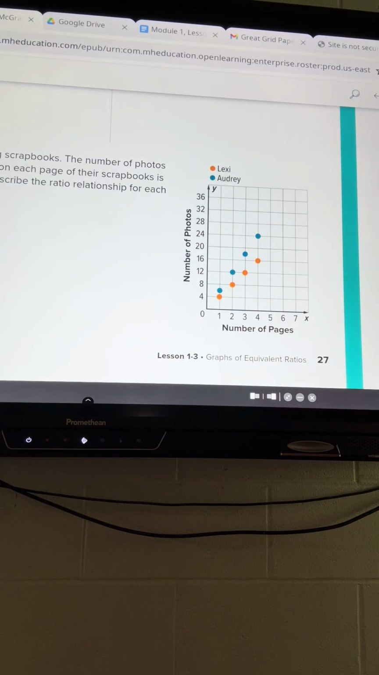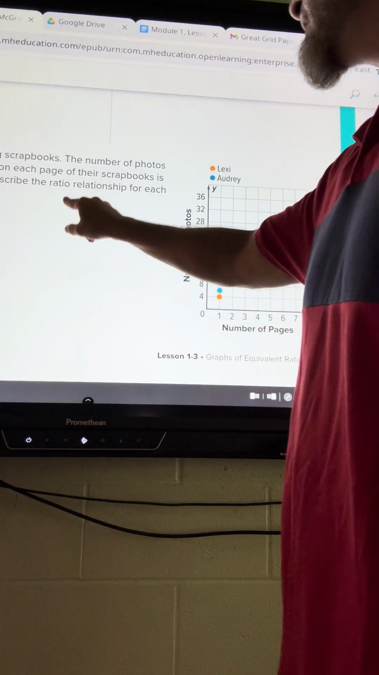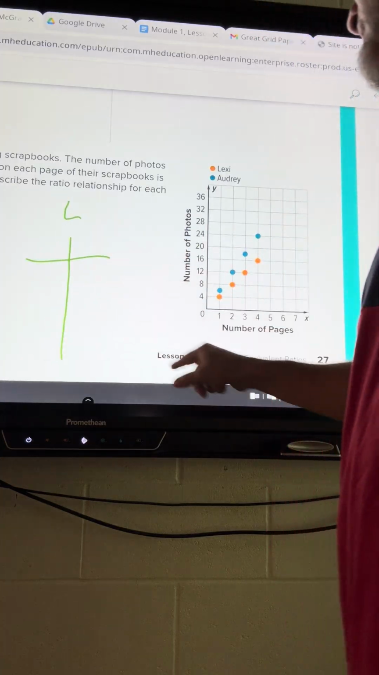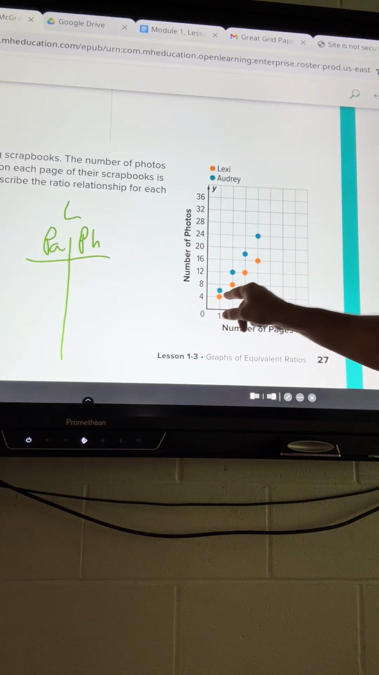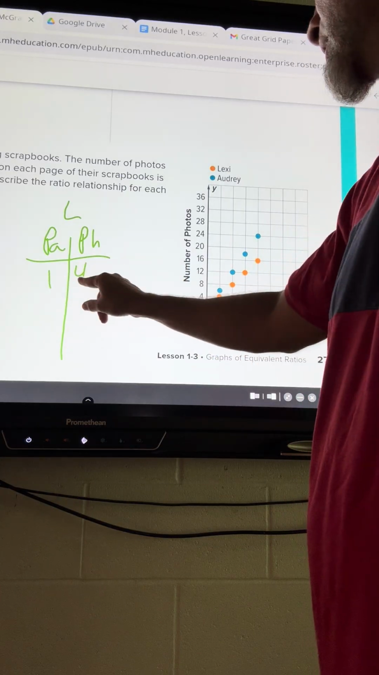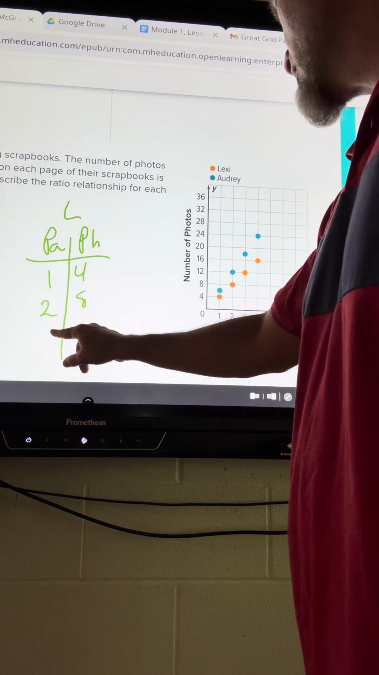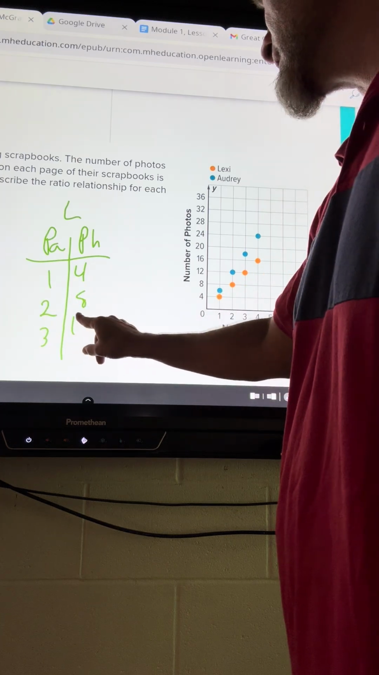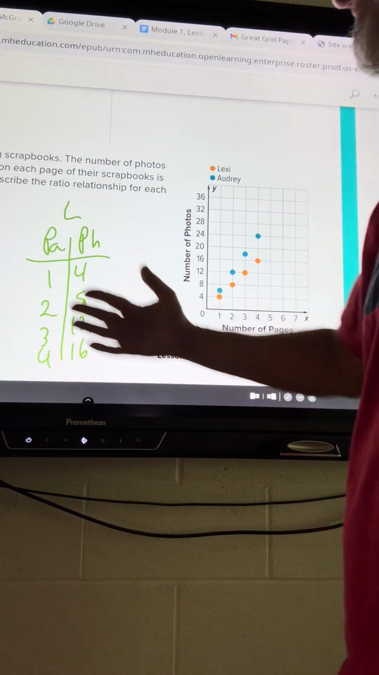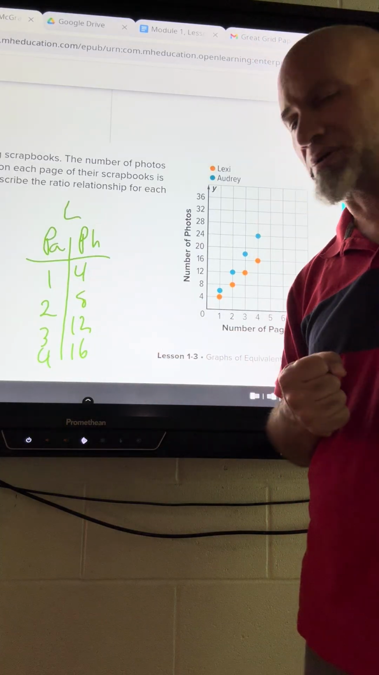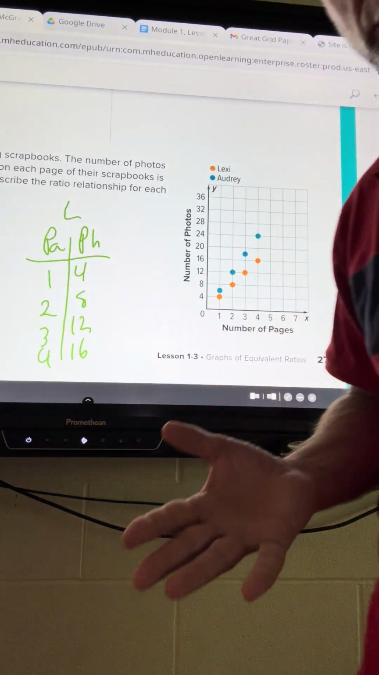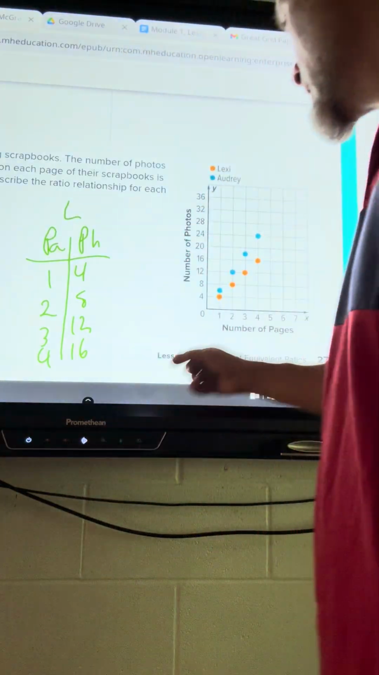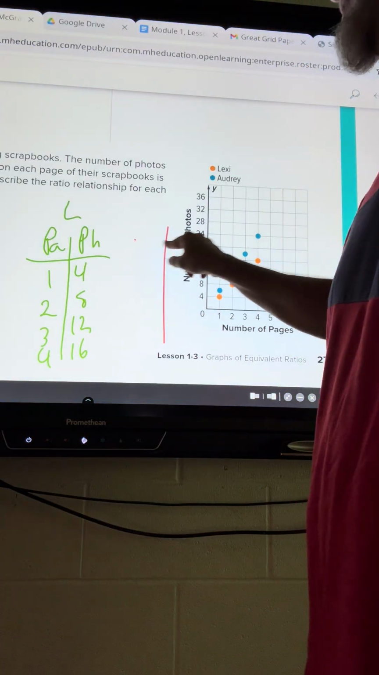So in order to do that, probably a good thing to do would be to take Lexi and make a table for her, number of pages and number of photos. And for Lexi, she's orange, so it would be 1 to 4, 2 to 8, 3 to 12, and 4 to 16. And what you're doing, just describe what the ratio is. Like, for instance, how does the number of photos compare to the number of pages? Or how many photos per page? Really, that's what you're looking for, how many photos per page. And then do the same thing for her friend Audrey.